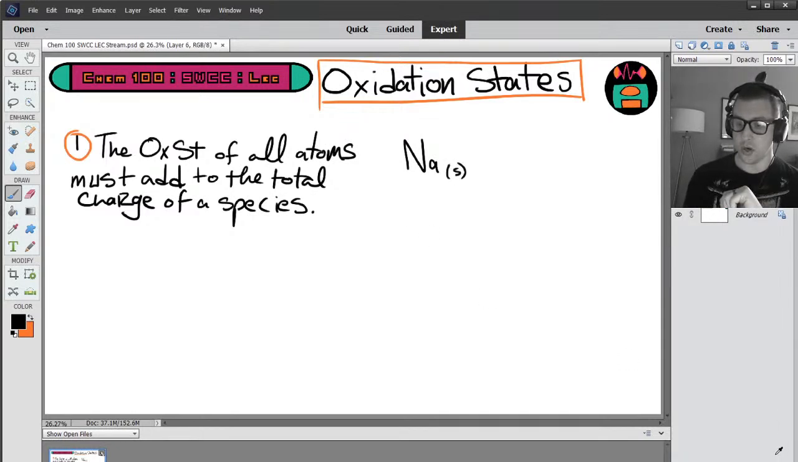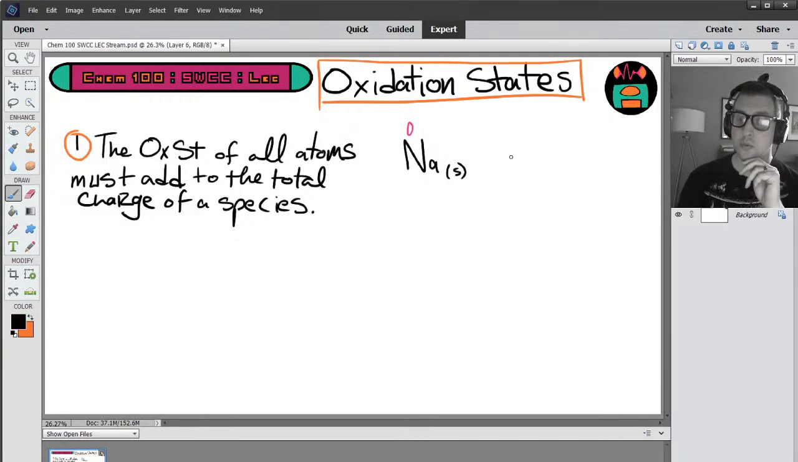Well, our total charge for this species is 0, and we know that because there's no charge written. So that means the oxidation state of sodium is 0. All right, sodium has an oxidation state of 0 because the total charge on sodium is 0.